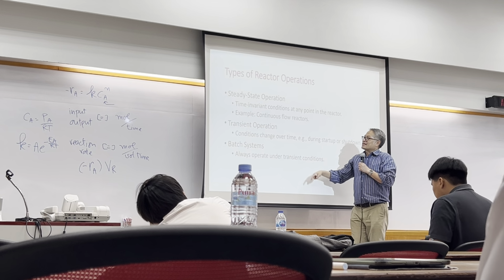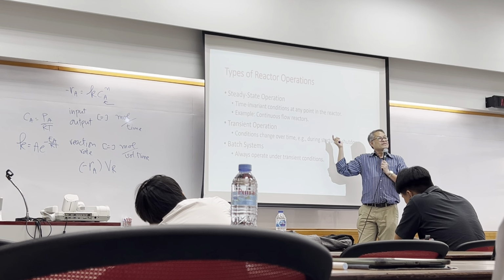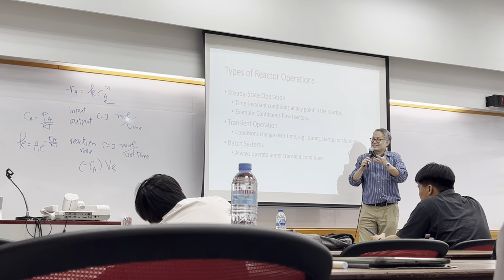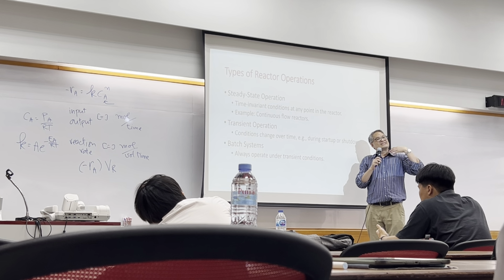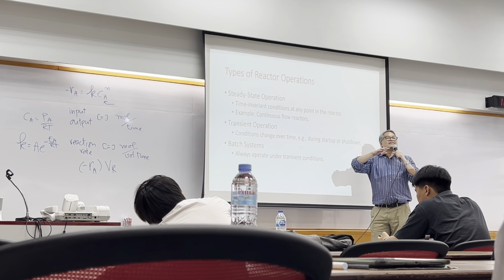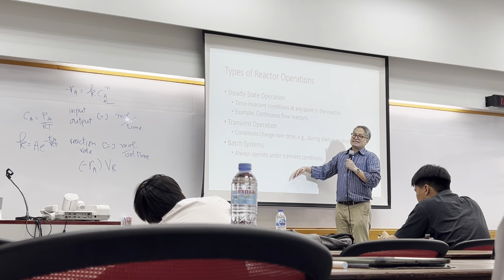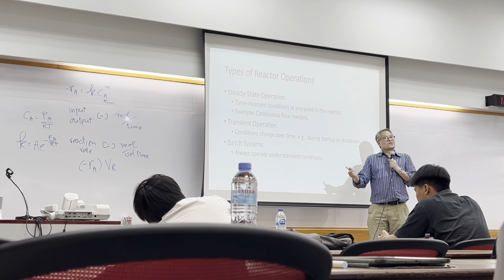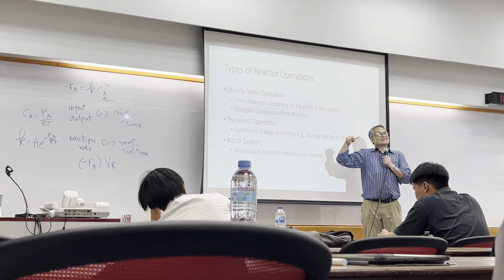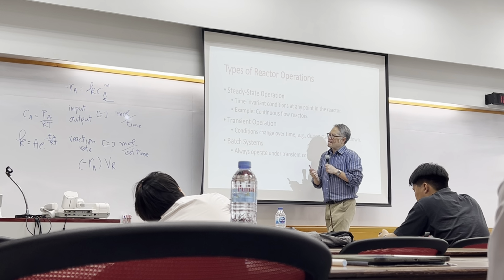Transient operation, the conditions change over time, for example, during the startup or shutdown of the process. You start a new process, you need to do the startup procedure, and it will change with time until you reach a certain point, then it will run smoothly in steady state. Or a batch system, that's always a transient condition. So in a batch system, it changes with time, right? Because the time is the one that controls the conversion, right? So that's for batch reactors.